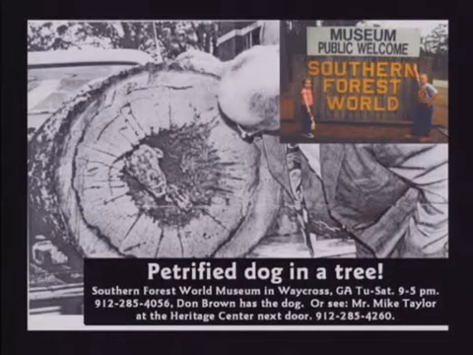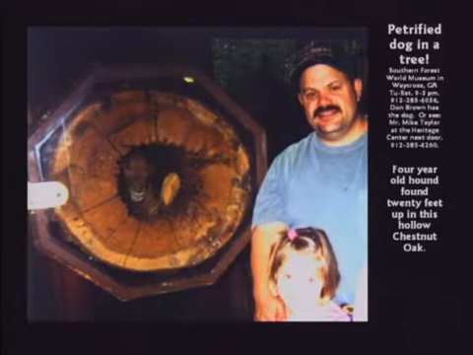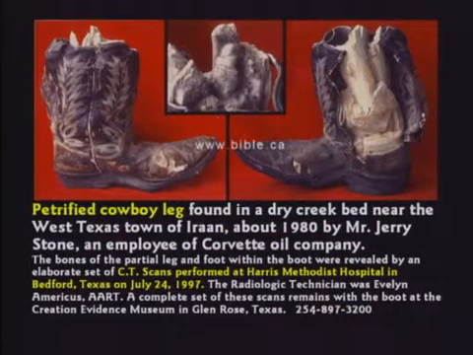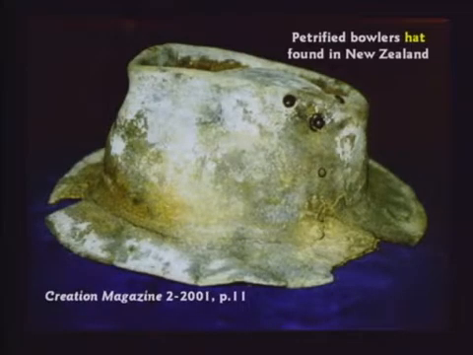Here's a petrified dog inside a tree in Georgia. They cut the tree down for firewood and said, wait, don't cut that one up. There's a dog inside. Turned to stone. Here's a petrified cowboy boot with the cowboy's legs still in it. The boot was made in the 1950s. Here's a petrified fish giving birth. Petrified hat from New Zealand. Here's a petrified pickle in our museum.